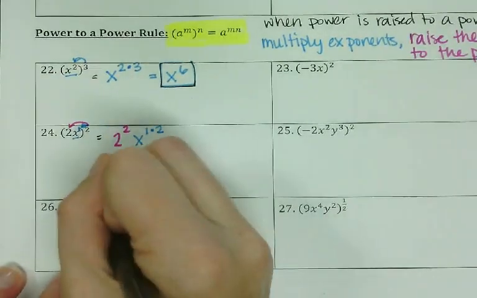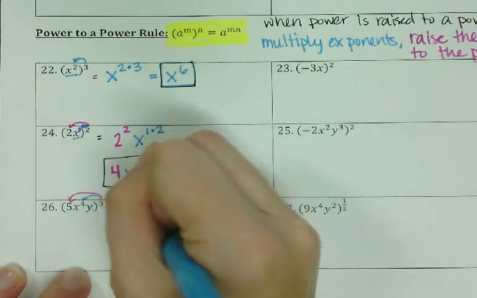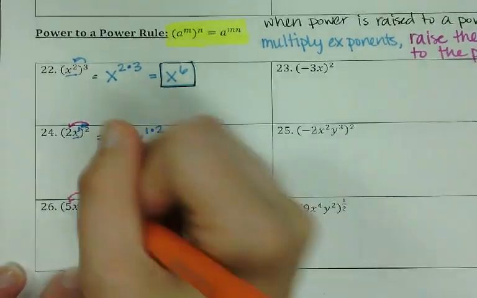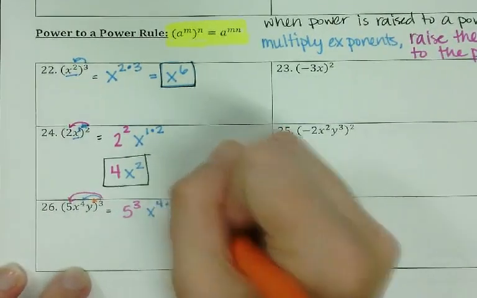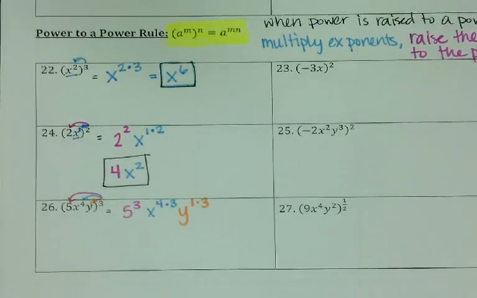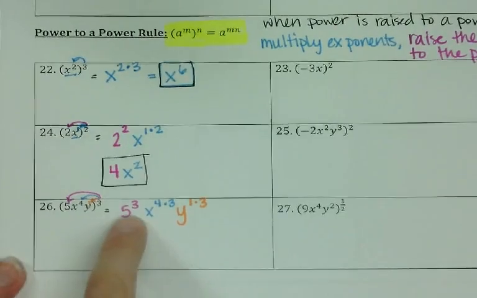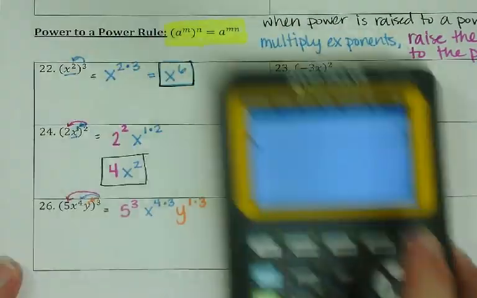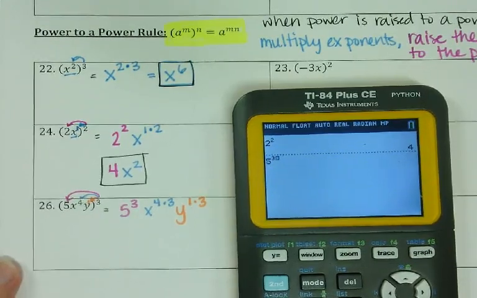All right, and then we have x to the 4 times 3. And then we have y to the 1 times 3, because that's our little invisible exponent of 1. So what is 5 cubed here? Let me give you a hint. It is not 15. That is the most common wrong answer.